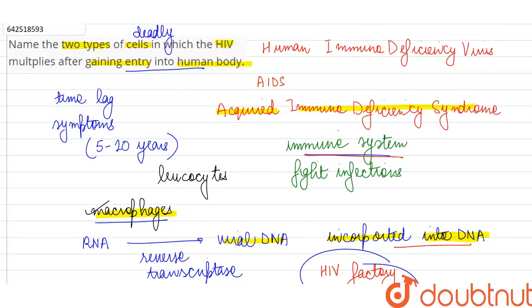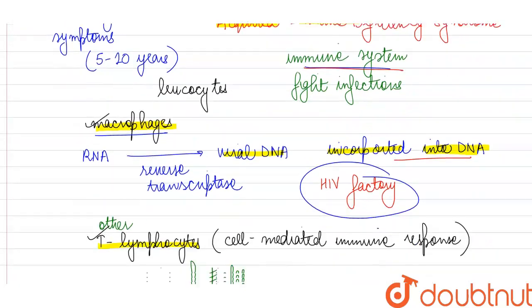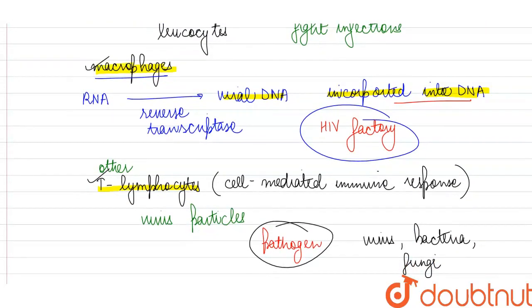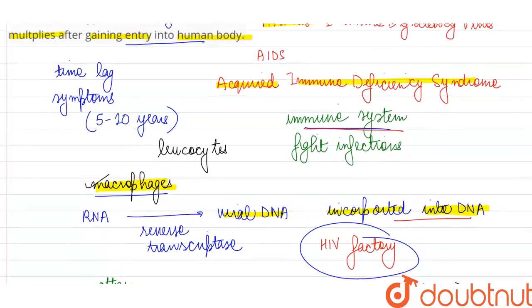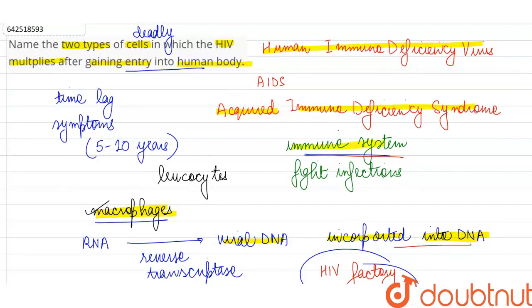So the two types of cells in which the HIV or the human immunodeficiency virus multiplies inside our body are the macrophages and the T lymphocytes, and this is why it makes us immunodeficient or destroys our immune system.